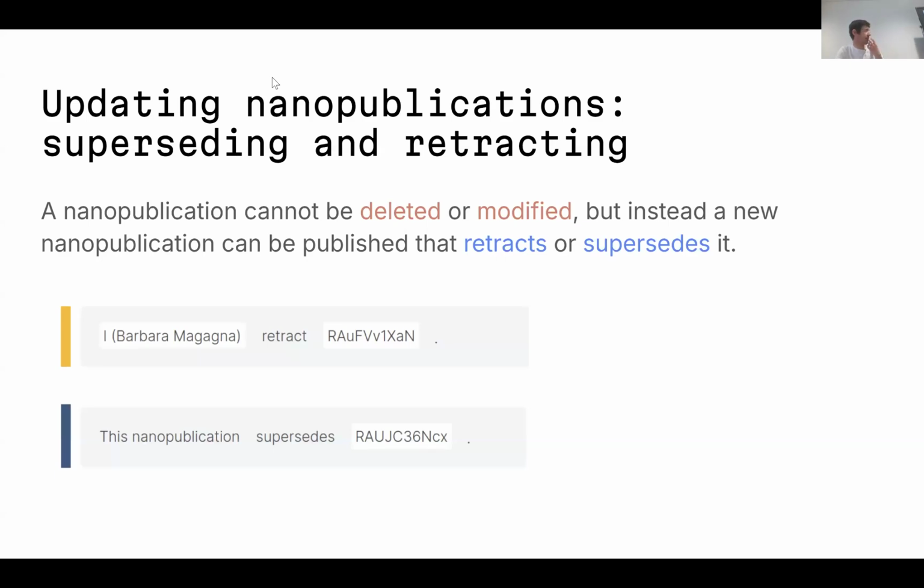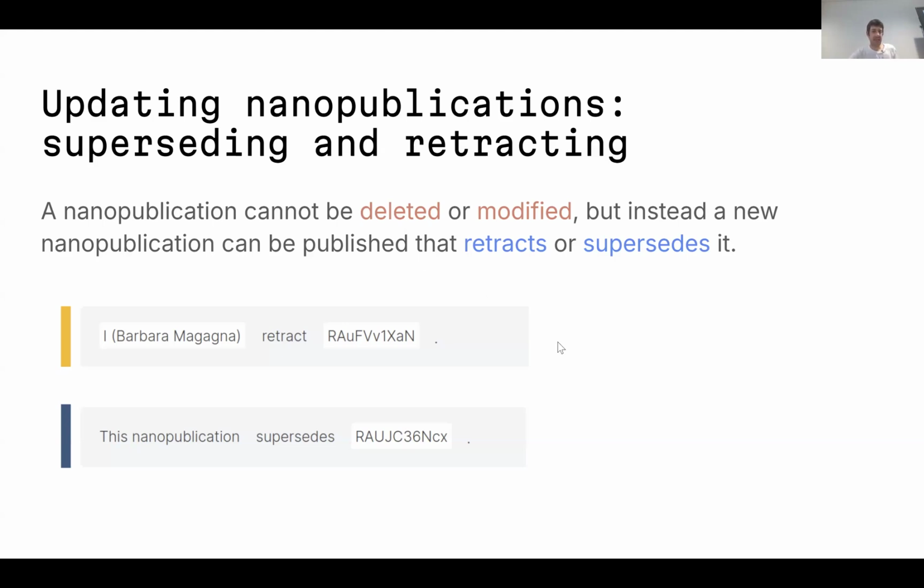An important aspect that I haven't mentioned yet, or just very briefly, is that nano applications cannot be deleted or modified. Nano applications, by design, from the point when they were introduced as a concept, were defined to be immutable. So a nano application is what it is and will remain like that. And if you want to delete some information or modify some information, what you do is actually retract the nano application, and this is how it works. This is an example that Barbara did. Barbara retracted another nano application, and you have then such a triple in the assertion of a nano application. You say, I retract this other nano application.